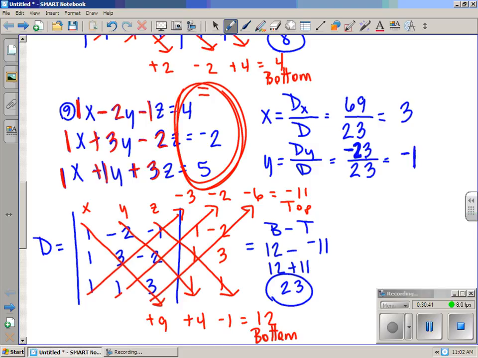By this time, you're usually out of room. You could go and find the determinant of z. To do that, you would simply replace your z column with your equal numbers. Or the easiest thing to do is to come back and substitute. You can either use the top equation, the middle one, or the bottom. I'm going to go with the bottom because it has no negatives.